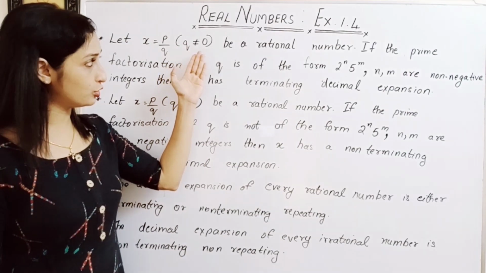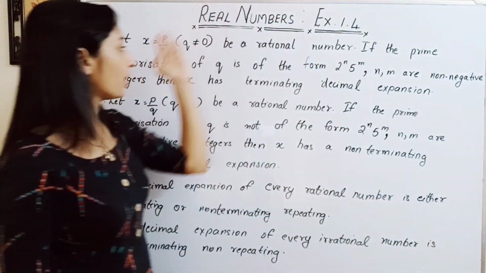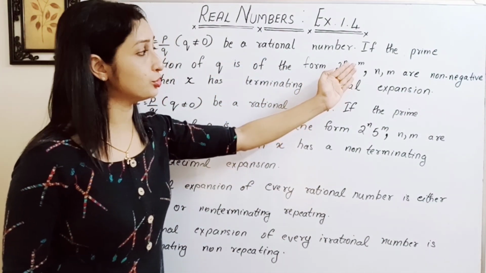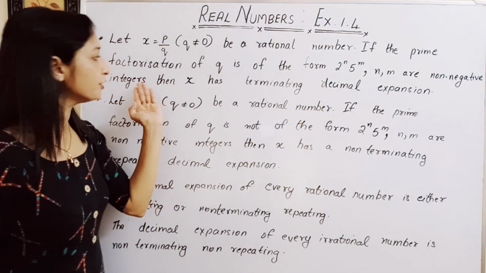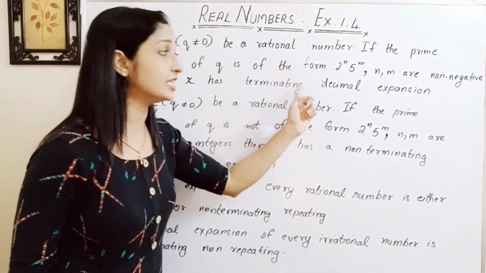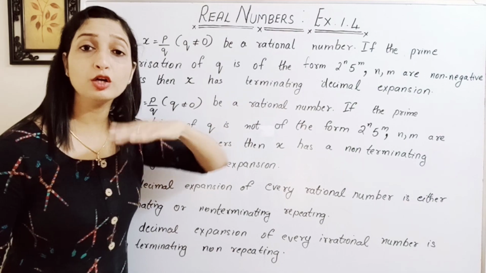So let's move on to our first point, and that is, let x is equal to p by q where q not equal to 0 be a rational number, and if the prime factorization of q is of the form 2 raised to n into 5 raised to m, where n and m are non-negative integers, then x has a terminating decimal expansion. Now this has a converse also.